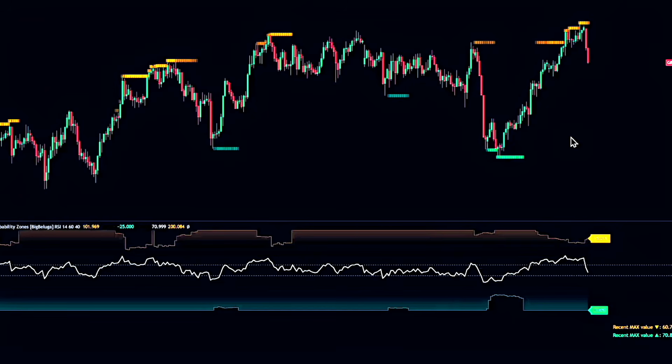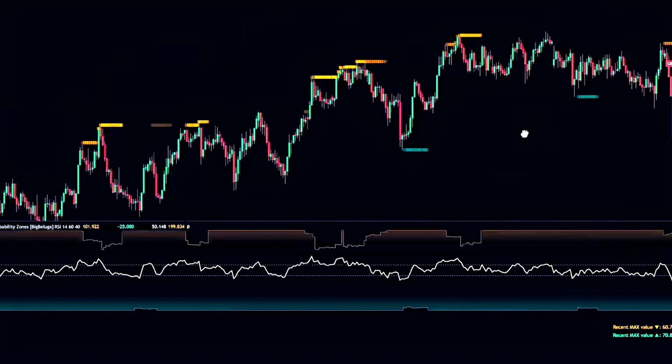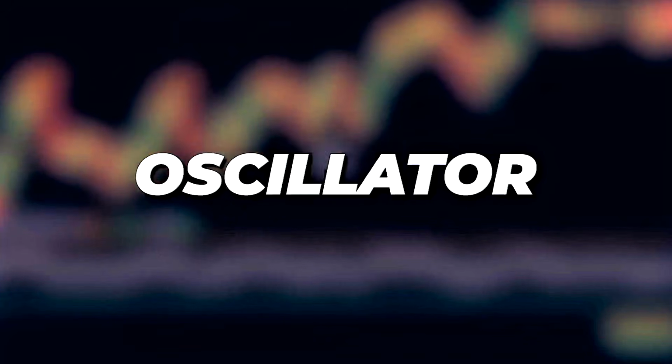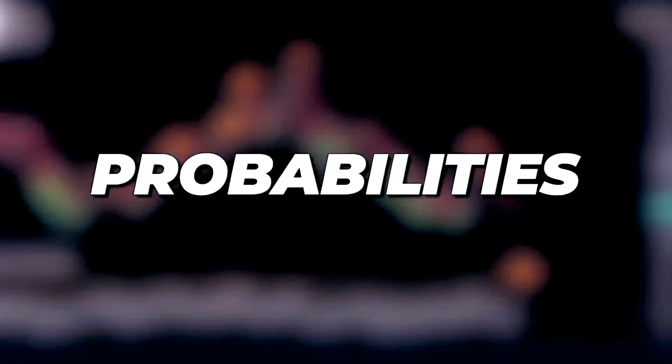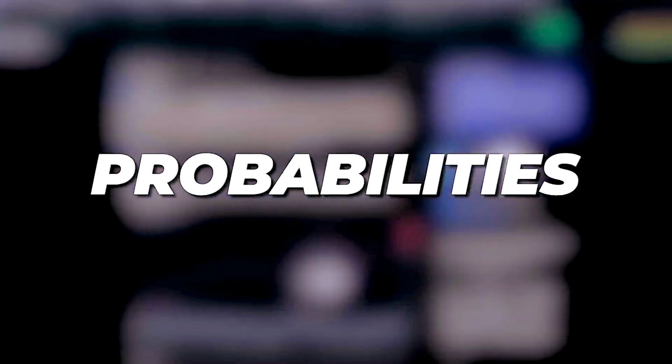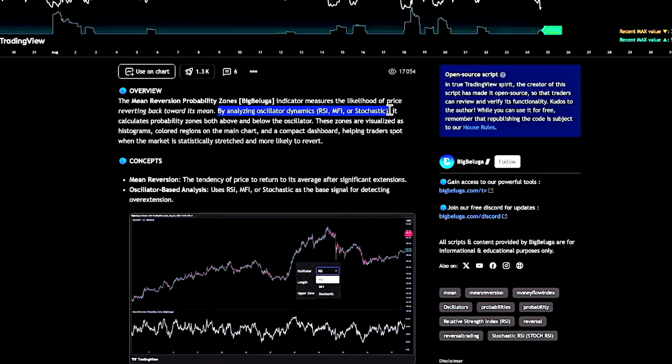Once it loads, the chart tells a very simple story. Behind the scenes, the indicator reads an oscillator, RSI, MFI or stochastic, and then converts those readings into probabilities that price will revert back towards its mean. It displays this information in 3 different ways at the same time.